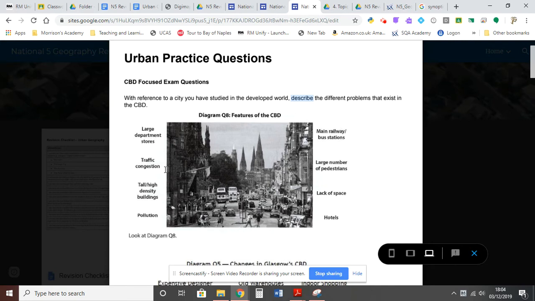We could talk about traffic congestion. Why do we have traffic congestion? Well, we have it because there's lots of cars, but second of all, because there are lots of traffic lights, and because of the grid street pattern in the city centre. That's why we need traffic lights, because cars are crossing each other all the time. But of course, what that does is it means that vehicles are continually starting and stopping.